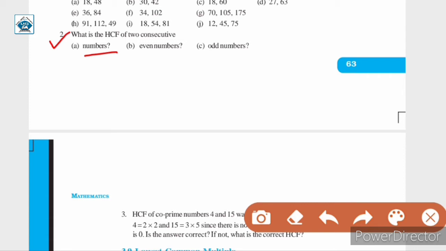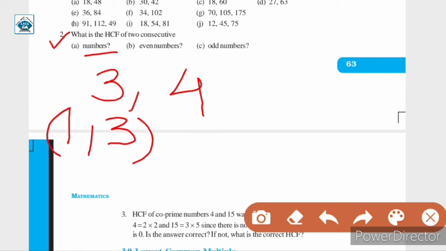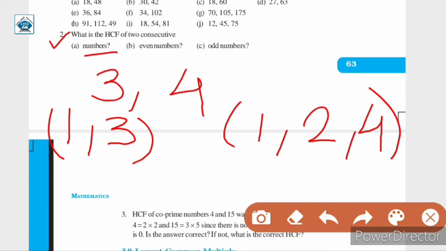So first of all, let us discuss the HCF of 2 consecutive numbers. For that, consider the example of 3 and 4. These 2 are consecutive numbers. Here the factors of 3 include 1 and 3. Since 3 is a prime number, 3 के factors कौन से हैं? 1 and 3. Similarly, the factors of 4 are 1, 2 and 4. These 3 numbers are the factors of 4. Now, what is common in these 2? In factors में जो common है, that is 1.